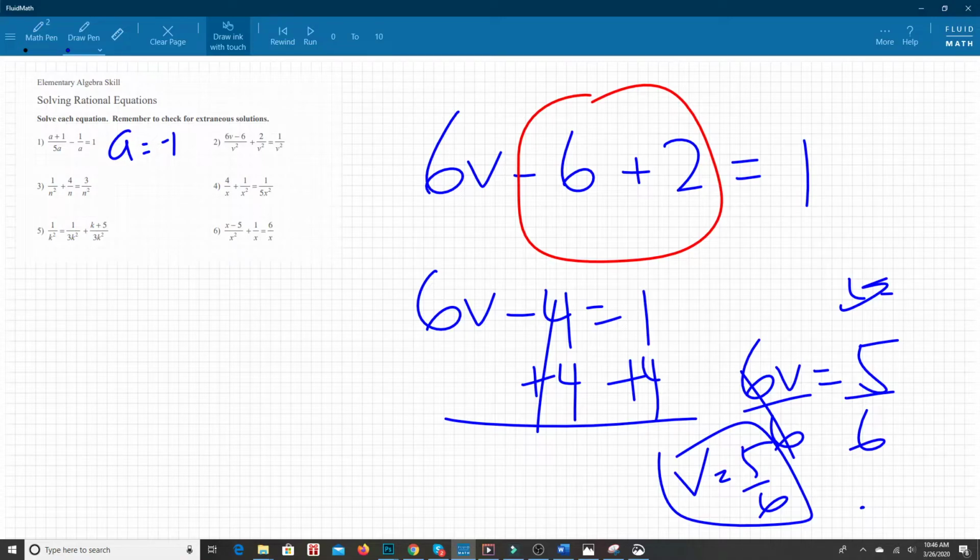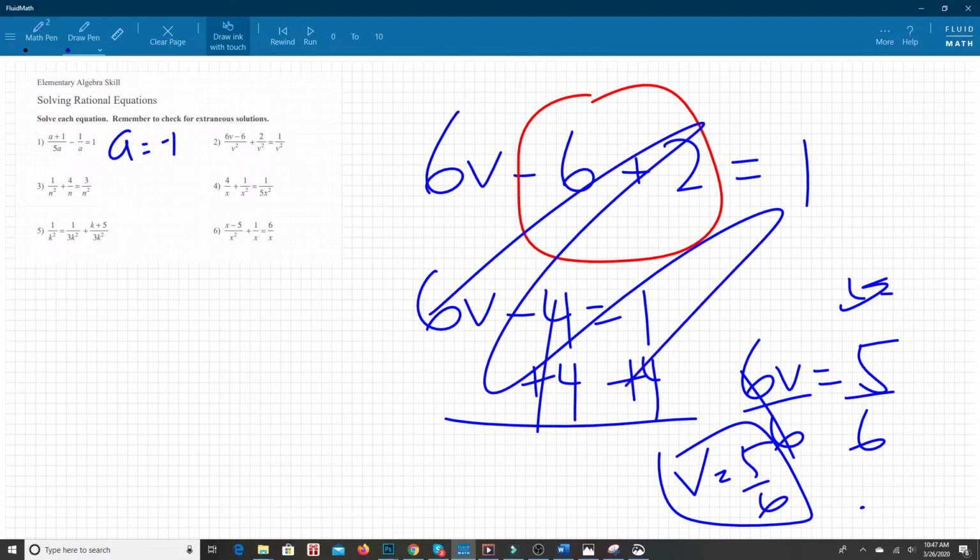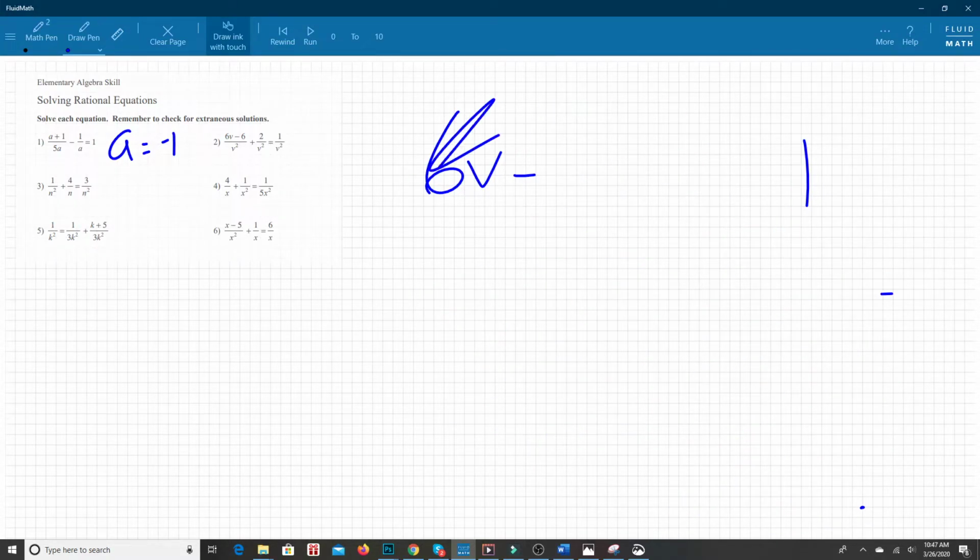All right, so now if we're looking at question 3, that would be a little bit more difficult, slightly more difficult. All right, this is not as easy as the others. So let me get rid of this right here. Erase all this.